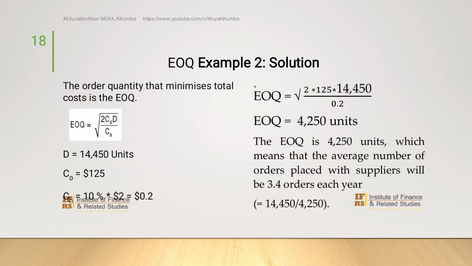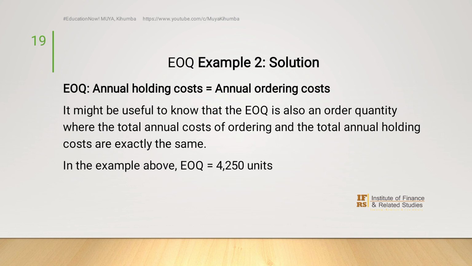Again, you write the formula. For the EOQ, D is 14,450. CO is 125. CH is 10% of the purchase price, which is 0.2. And then we get our EOQ at 4,250 units. Of course, you'll notice that using the EOQ, the average number of orders placed is 3.4 orders each year.